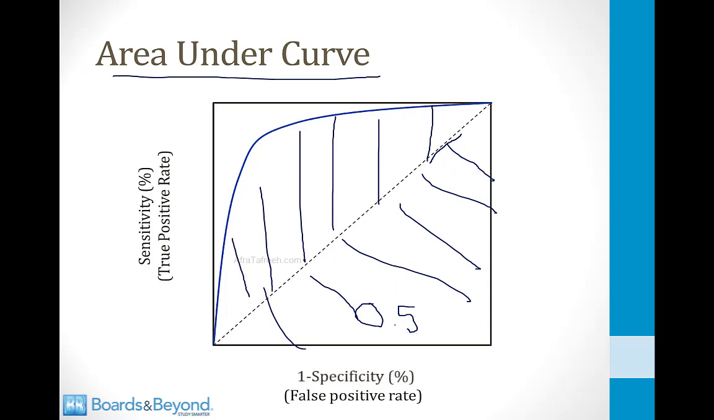If you had that perfect ideal test that could make this right turn and form a perfect right angle, that would have an area under the curve of 1.0, and that would represent perfect ability to discriminate true positives from false positives and 100% sensitivity and specificity.